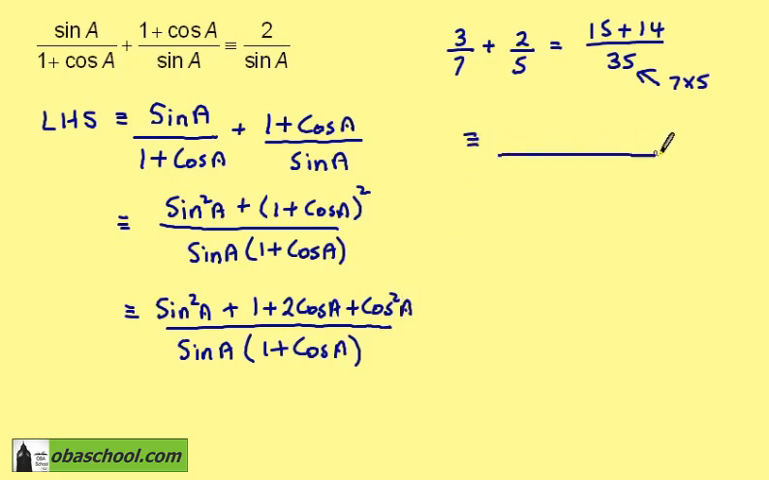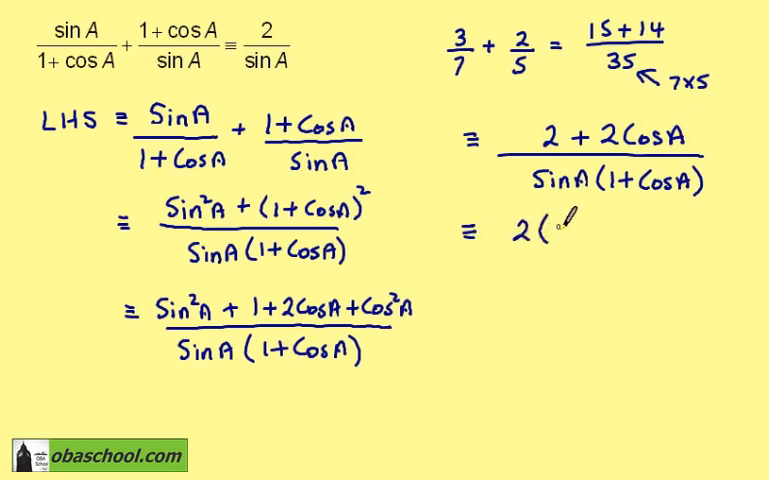We're going to tidy the top, so the denominator again stays the same. Sin squared plus cos squared we know is 1. Added onto this 1 gives us 2. So we get 2 plus 2 cos A.